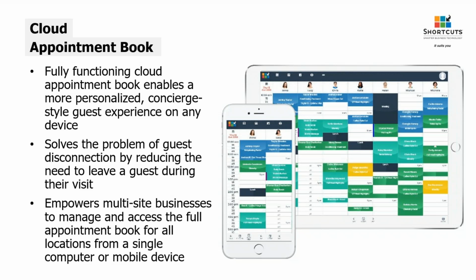So again, you can access any customer details through the cloud appointment book, so the client card, their visit notes, haircut notes, and it also empowers multi-site businesses to manage and access the full appointment book for all locations. So for those of you that have multiple locations, this is your console login that gives you access to the cloud appointment book. So for those of you that have access to multiple locations in the Shortcuts console, you would have access to the same locations within the cloud environment.